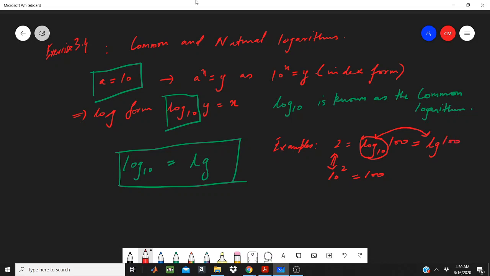Another example would be, let's take it in index form. So 10 to the power 3 equals 1000. That's index form. You can write this in log form as log 10 of 1000 equals 3, and then you can abbreviate it to LG 1000 equals 3. So I hope that's clear. If not, don't worry about it. We'll see tons of examples of log 10 being written as LG in the future.